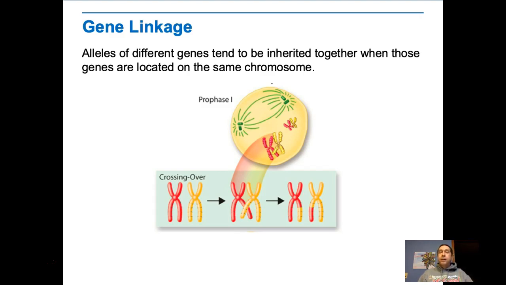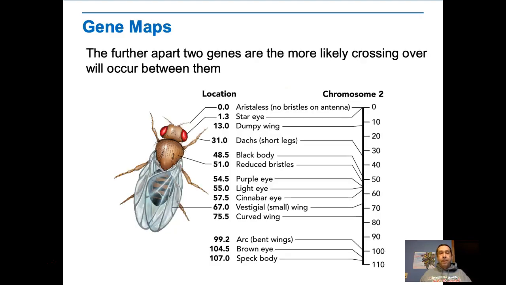The further apart the genes are, the more likely crossing over can happen. And we can use that crossing over frequencies to map the relative distance of genes on a chromosome. It was first done with fruit flies, but it can be done with anything. And this is a map that was created through crossing over of these different genes on the fruit fly chromosome. This is chromosome 2 of the fruit fly, for instance.